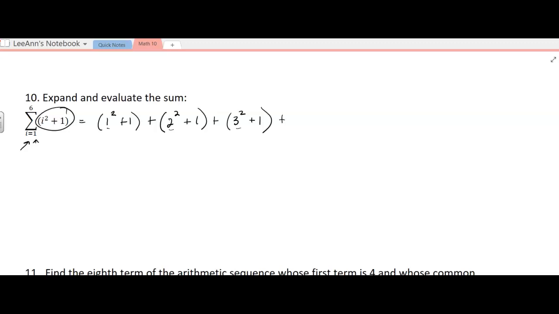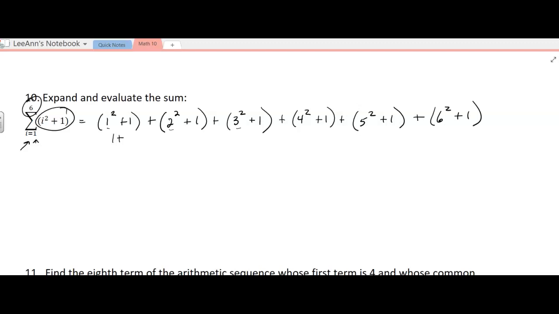Now we're going to put in 4, and when will we stop? When we get to 6, the upper limit. Okay, so 4 squared plus 1. Now we have 5 squared plus 1, and then finally 6 squared plus 1. Now, how do we figure those out? Well, we're probably just going to have to figure them out.